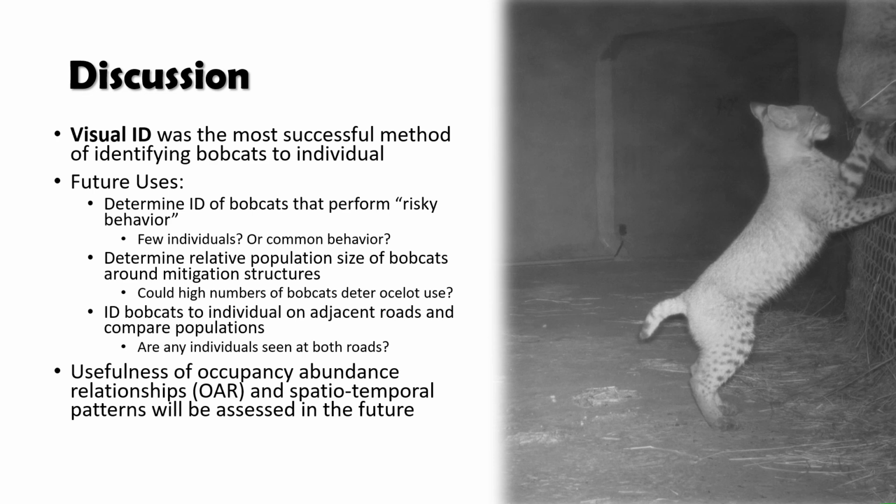We also want to ID bobcats to individual on adjacent roads and compare these populations. Are any of them seen on both of the roads? Usefulness of occupancy-abundance relationships and spatiotemporal patterns will also be assessed in the future.